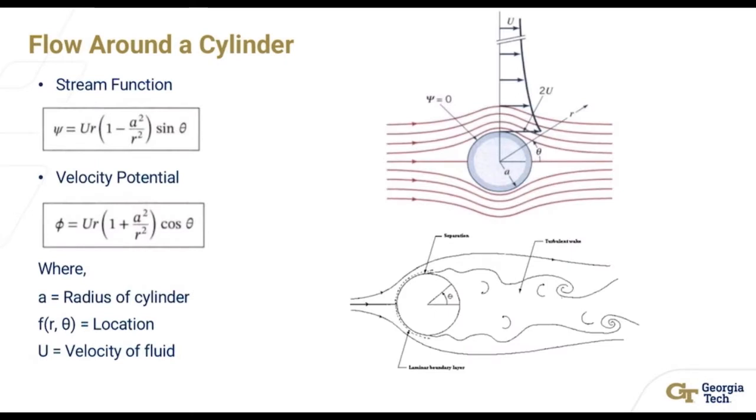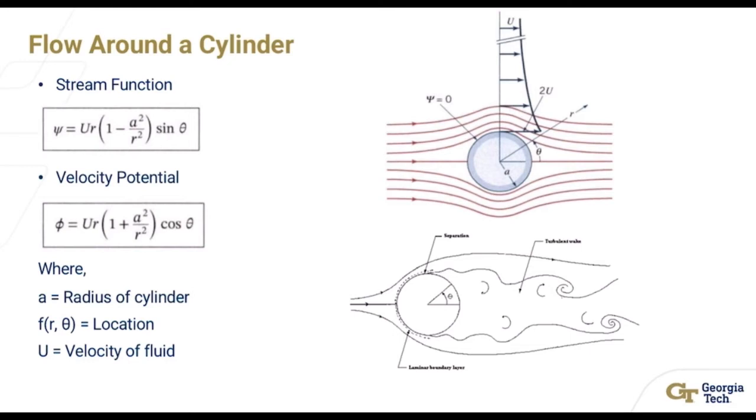Using superposition of basic flows, we can represent the flow around a cylinder as a combination of uniform flow and a doublet. This gives us the stream function and the velocity potential. Using the stream function, we can see that at a distance r equals a from the center of the cylinder, the stream function will be equal to 0. So we're expecting to see a boundary layer on the surface of the sphere.